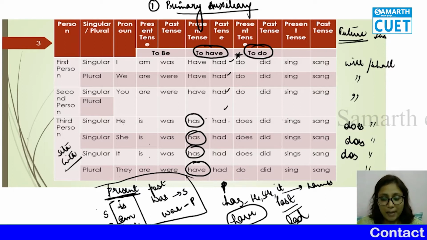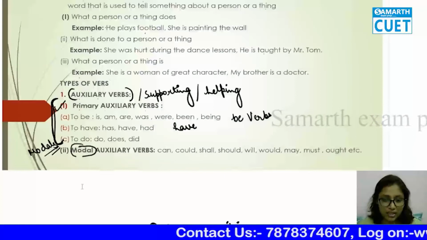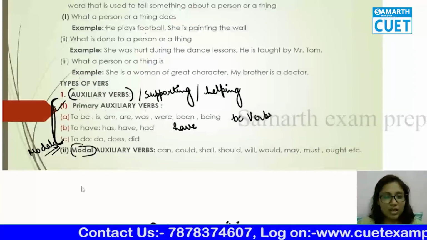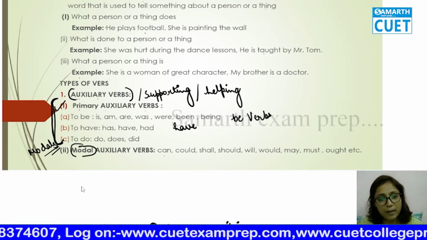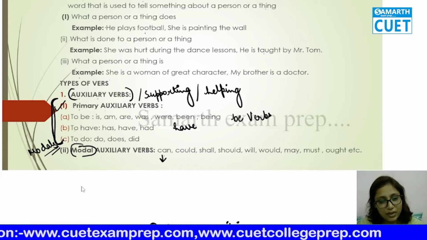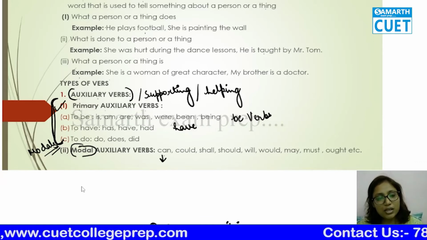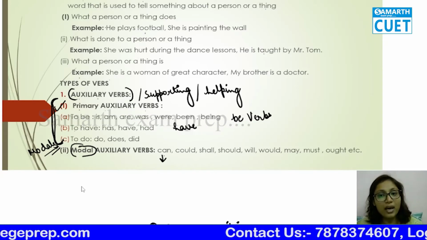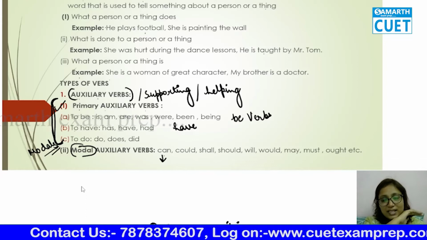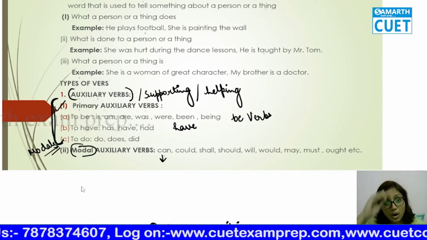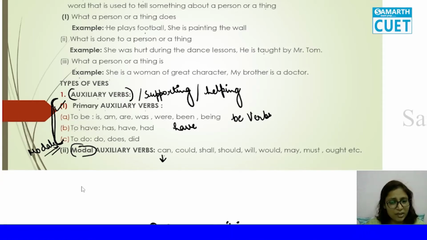Now again, first come back to our previous slide, where I told you about modal auxiliary verbs. What happens with modal auxiliary verbs? There's can, could, shall, should, will, would, may, must, ought, etc. What happens with them is that for first person, second person, third person, all are the same. He can walk, she can walk, I can walk, we can walk, they can walk, it can walk, you can walk. That means they are the same for all persons, first person, second person, third person, any name. Similarly, could, shall, should.